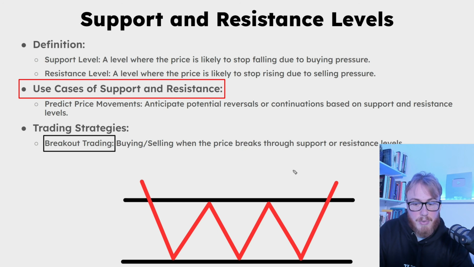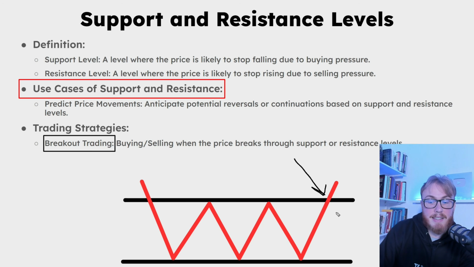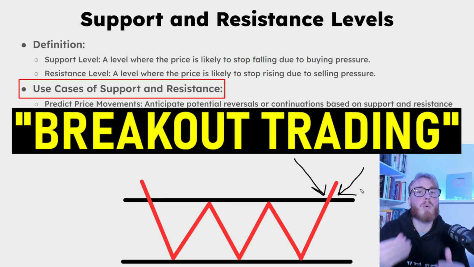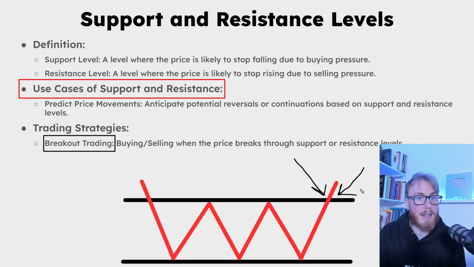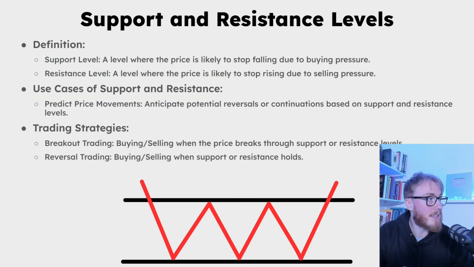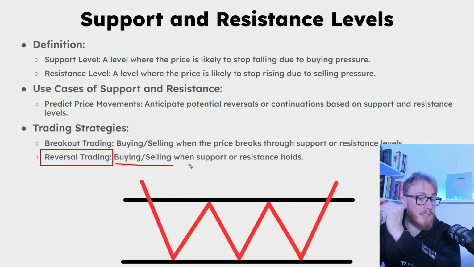So for example, right here at this point, you can see that this is the point where the price actually breaks the resistance. And this is actually a common entry level, and many traders specialize in breakout trading. So they only focus on buying or selling when a support or resistance level breaks. But we also have another type of trader, and that is reversal traders. And this is basically the opposite of breakout. Reversal trading is buying or selling when support or resistance holds.